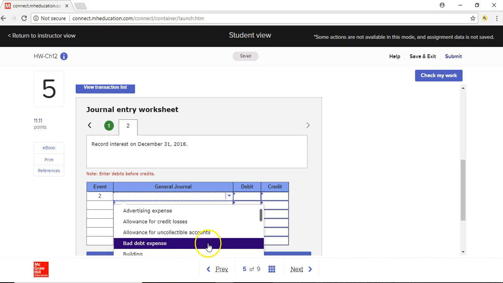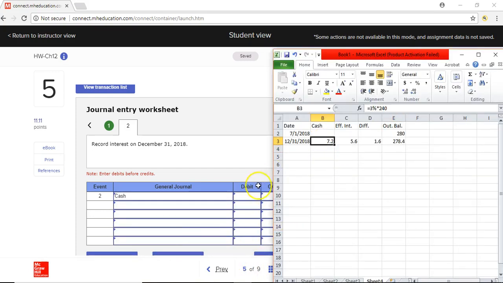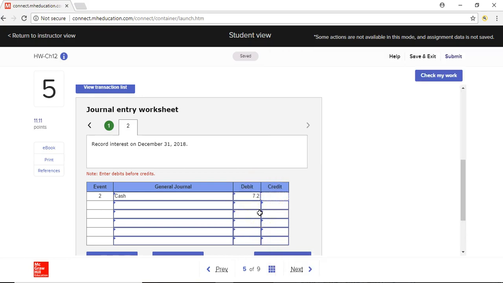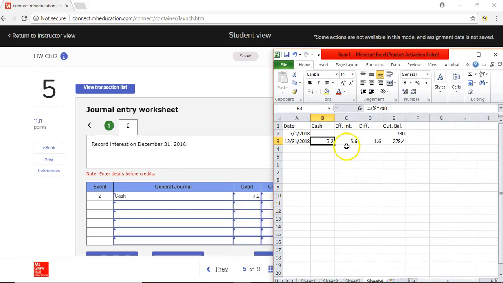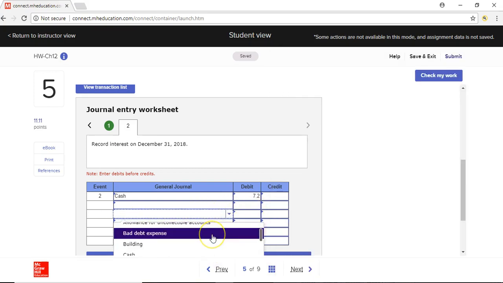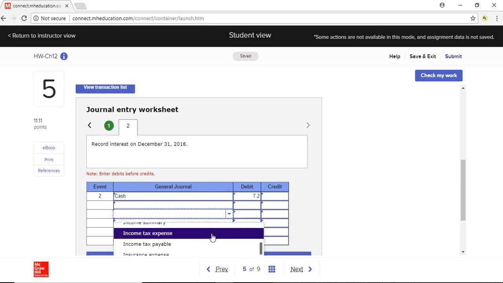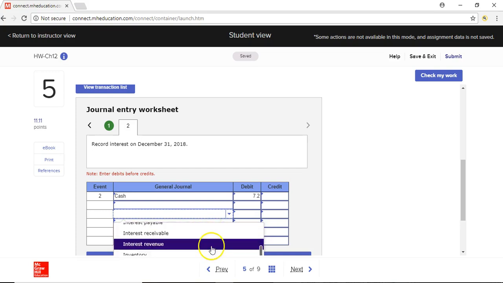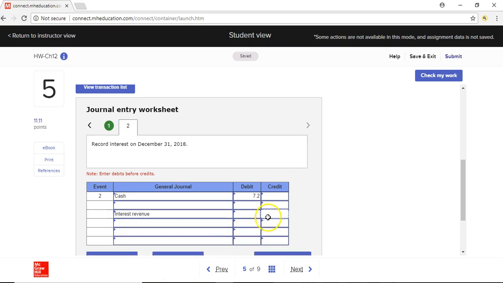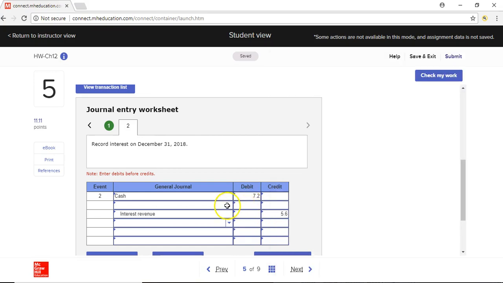The investor received cash interest of $7.2 million. The investor records $5.6 million of interest on the income statement. The incoming interest is called interest revenue. The difference between cash and effective interest is the amortized premium.